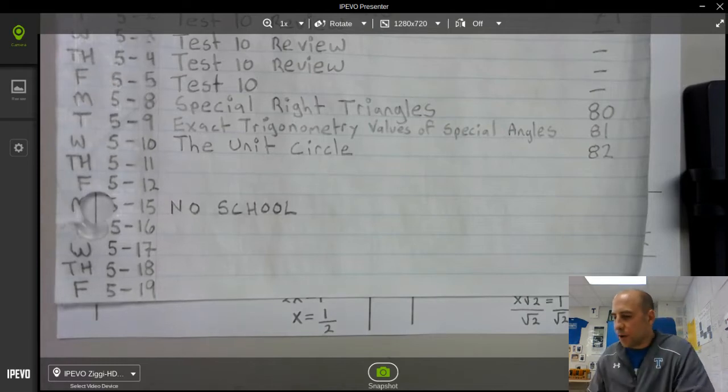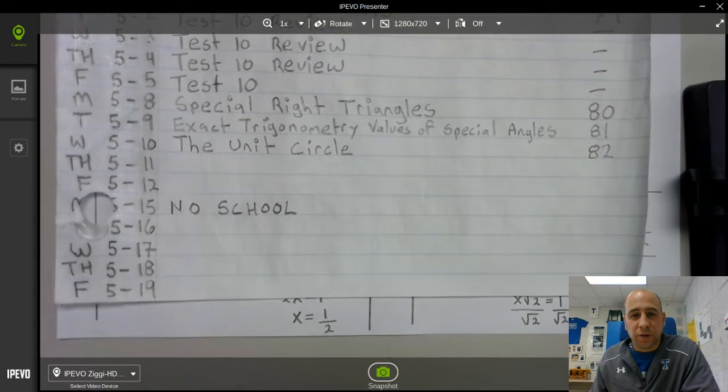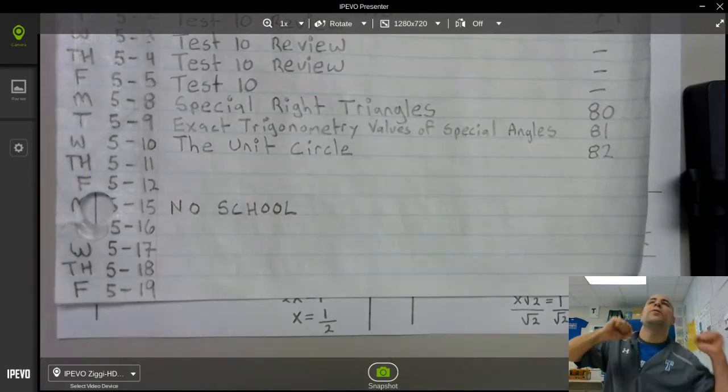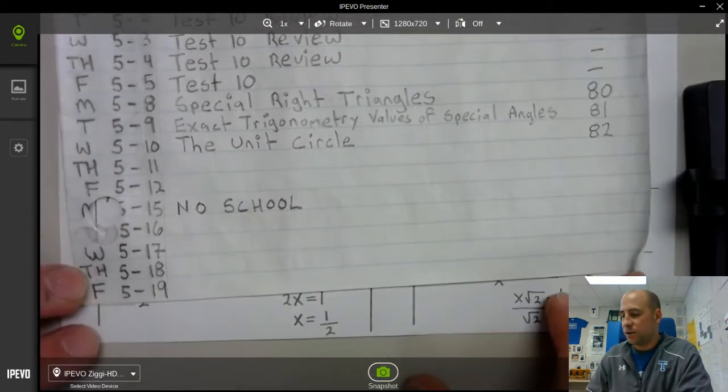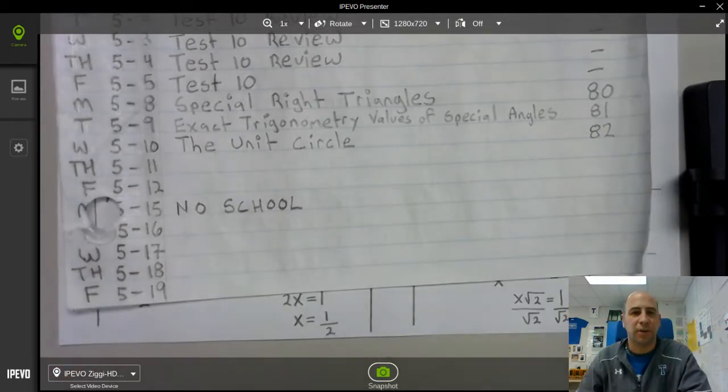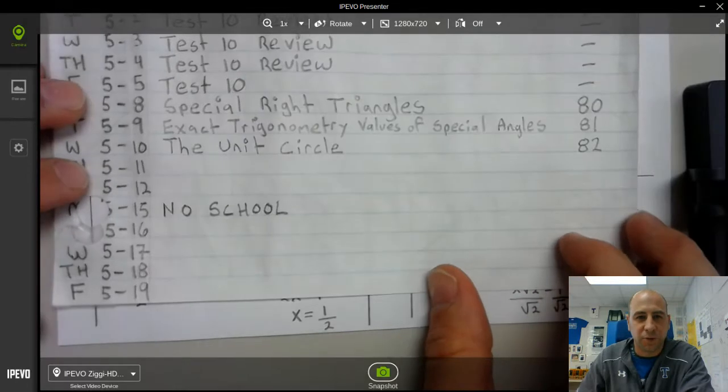All right, Wildcats, we got some exciting news. Today, we're doing the unit circle. Unit circle, unit circle. Today is unit circle day. An exciting day. Super exciting day. Okay? It's unit circle day.